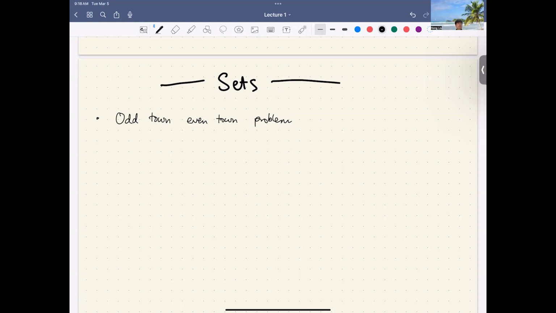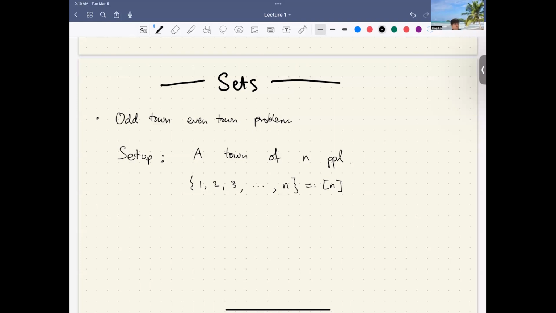The setup is very simple. We have a town, a city or a town of n people, n residents. Let's label these people 1, 2, up to n. So each person is labeled by a number from 1 to n. For shorthand notation in the future, I will write bracket n to indicate this set, the set of the first n integers. Okay.